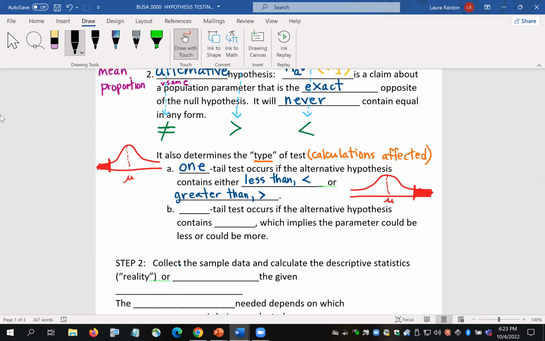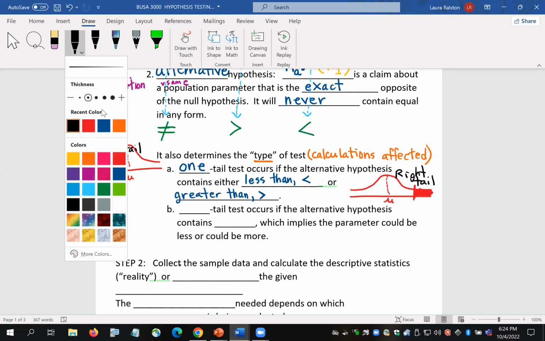Okay, but some texts, if it's less than, they refer to it specifically as a left tail because the region is on the left. And if it's a greater than, it can often be referred to as a right tail because the region is on the right, again, because greater than is to the right. So if you see those terms, they're not wrong, but again, your text just simply uses the phrase one tail.